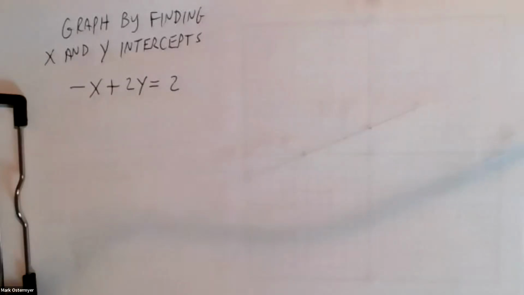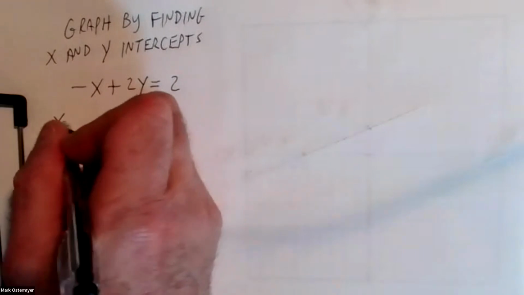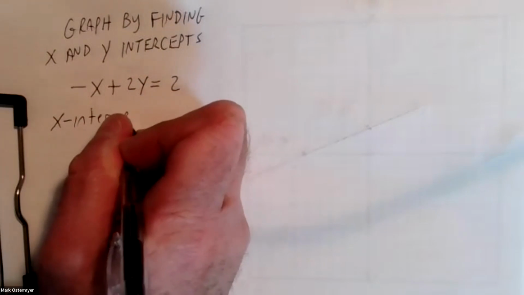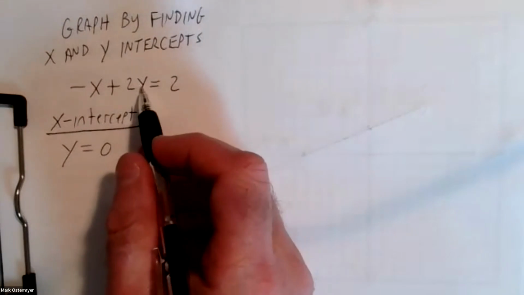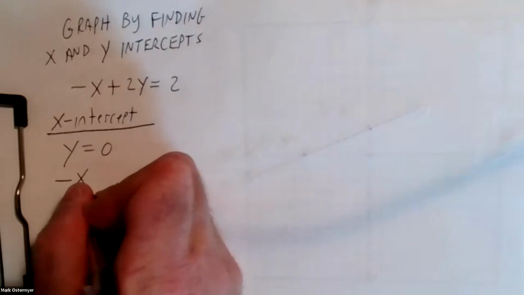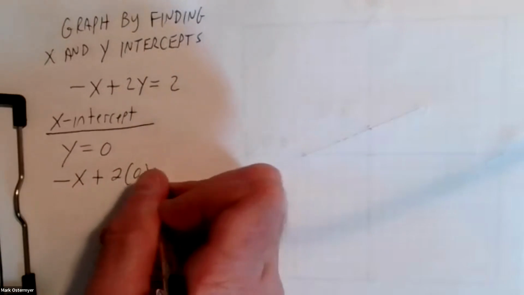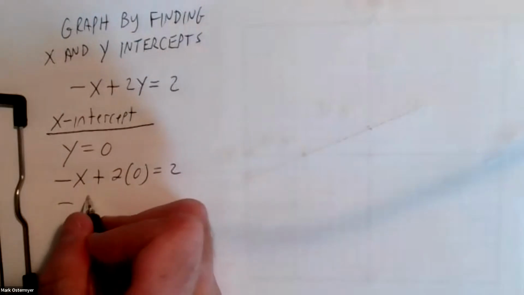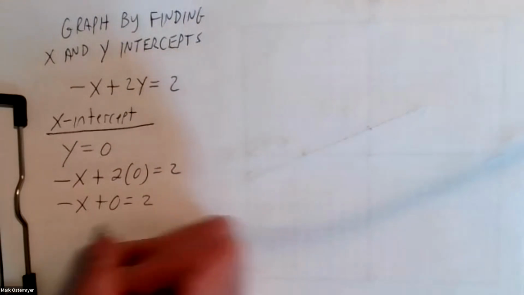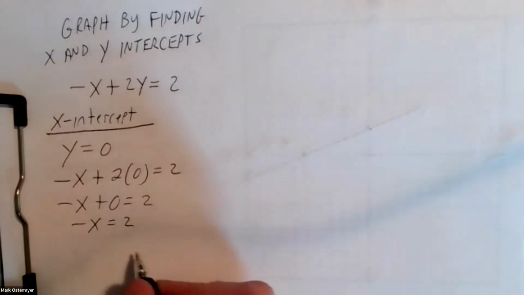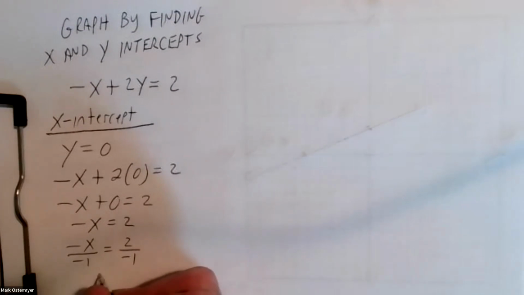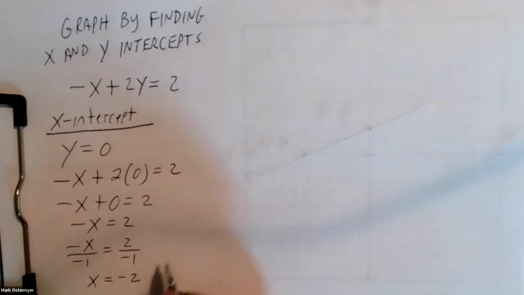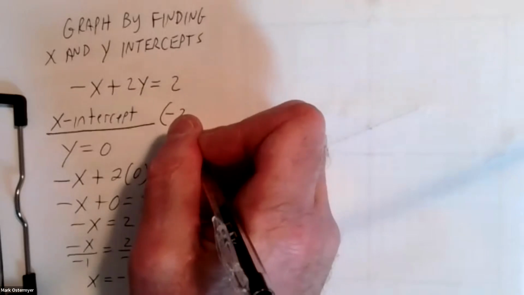All right. So ladies and gentlemen, we're going to try to graph this linear equation by finding the x and y intercepts. First, let's find the x-intercept. Doesn't matter which intercept you find first, by the way. The x-intercept is always found by letting y be equal to 0. Take 0, substitute in for the y variable into the equation. The equation collapses down to negative x plus 2 times 0 equals 2. This is going to be negative x plus 0 is equal to 2. So negative x equals 2. Divide or multiply both sides of this equation by negative 1. And we get x is equal to negative 2. So your x-intercept is going to be the ordered pair (-2, 0).